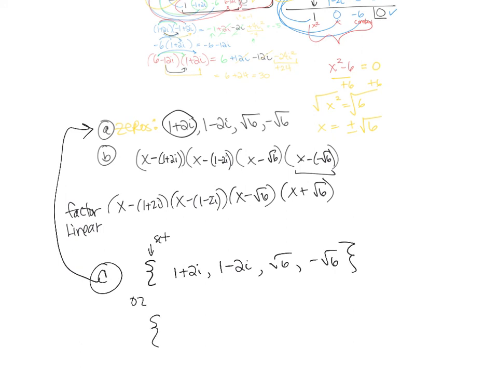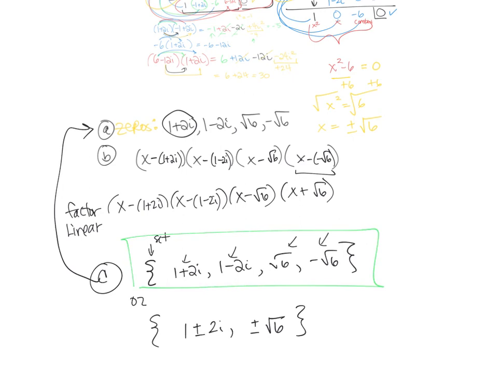Or if you want to write a little simpler, you could put 1 plus or minus, because we have a plus and we have a minus, the 2i, and then because this is a plus and this is a minus, you could also write plus or minus that radical 6. That works out too. So any of those are acceptable. I would normally write my answer like this, just so I could see 4 things.